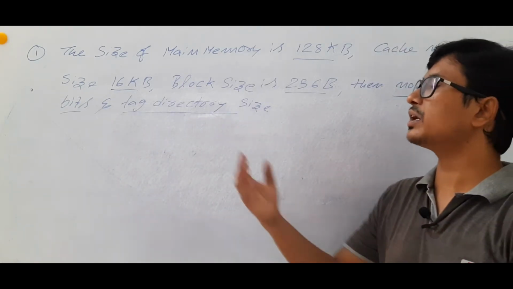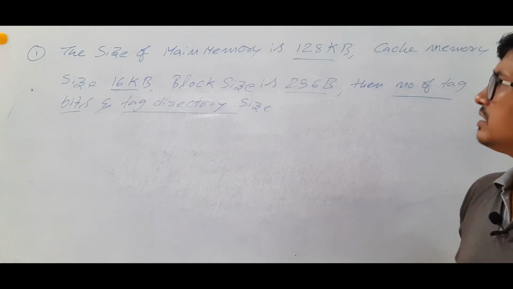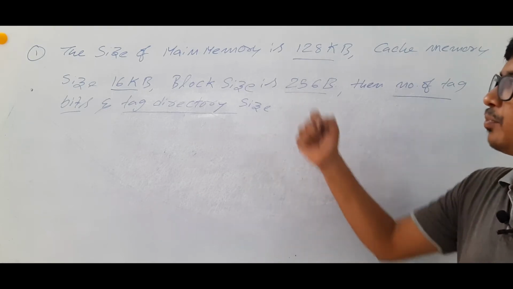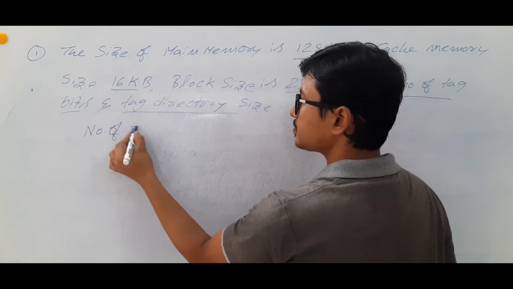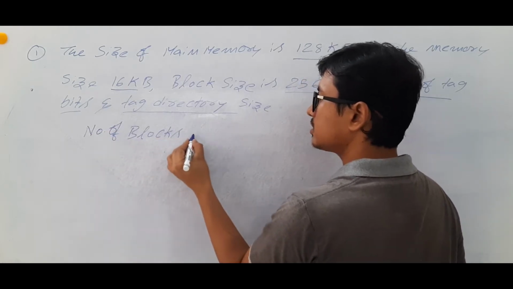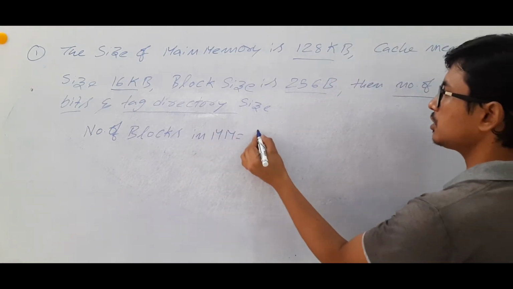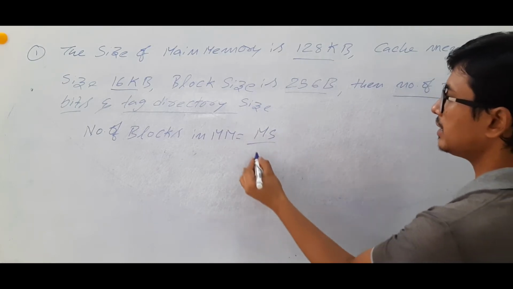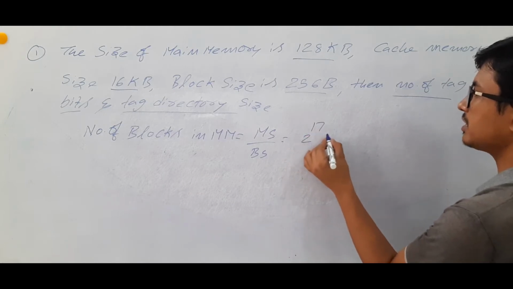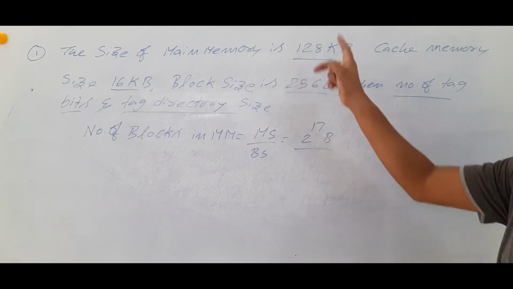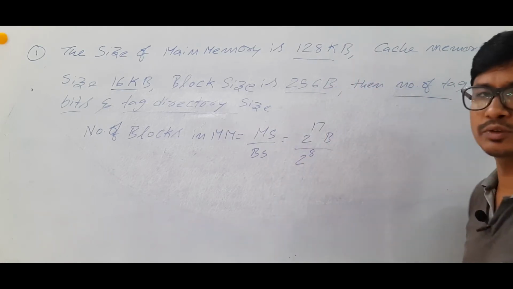We have not discussed what a tag directory is. With this example, I will discuss what a tag directory is. Now, once they have given the main memory size and the block size, we can identify the number of blocks in main memory. Number of blocks in main memory is equal to main memory size by block size. What is the main memory size? It is 2 power 17 bytes. 128 KB I write as 2 power 17, and the block size is 2 power 8 bytes, 256 bytes.